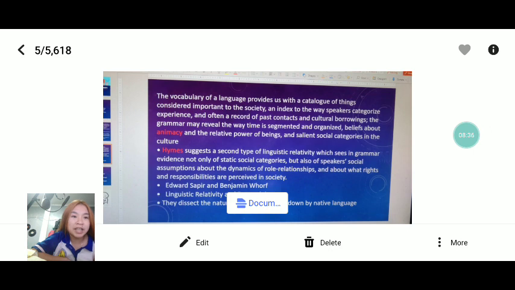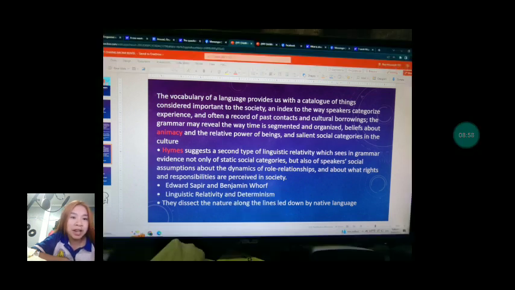Sapir suggests a second type of linguistic relativity, which is in grammar evidence not only of static social categories but also of speakers' social assumptions about the dynamics, the roles, relationships, and about the rights and responsibilities perceived in society. Edward Sapir and Benjamin Whorf, linguistic relativity and determinism, they dissect nature along lines laid down by their native language.